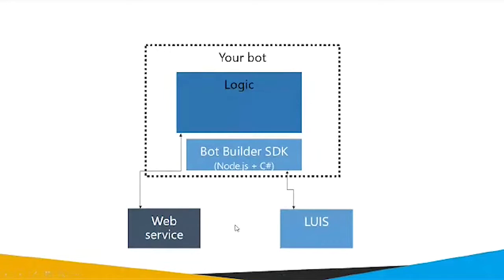Basically, as I've shown you, the bot is actually a web service, where the web service interacts with your logic using your Bot Builder SDK, and this logic can interact with LUIS. LUIS is the AI engine Microsoft has built for natural language processing, a language understanding intelligence service. You can redirect the messages to LUIS to decode the message and find the intent, and based on that intent you can program something over it.